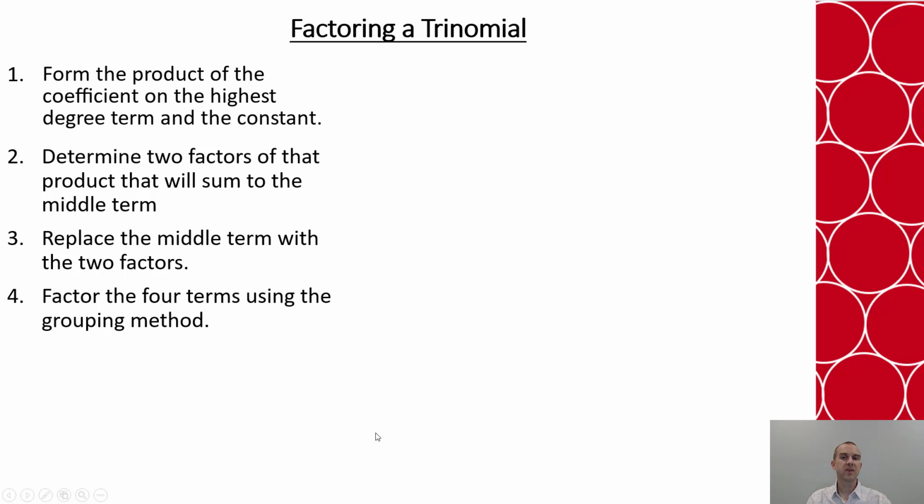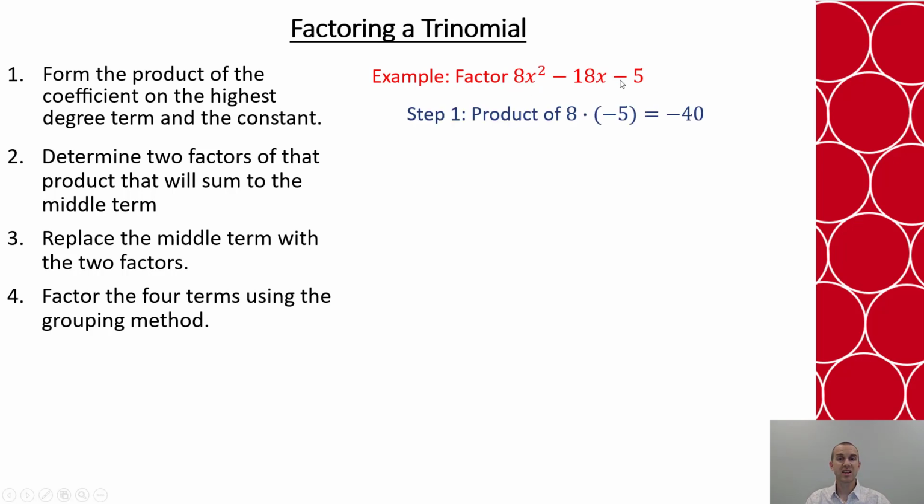Now what happens though if I have a coefficient on the x squared like this? It's still the same process. So first thing, 8 times negative 5 is negative 40. So now let's look at those factors and see which ones would sum to negative 18. Since this is negative, I know that my greater factor should be negative as well.